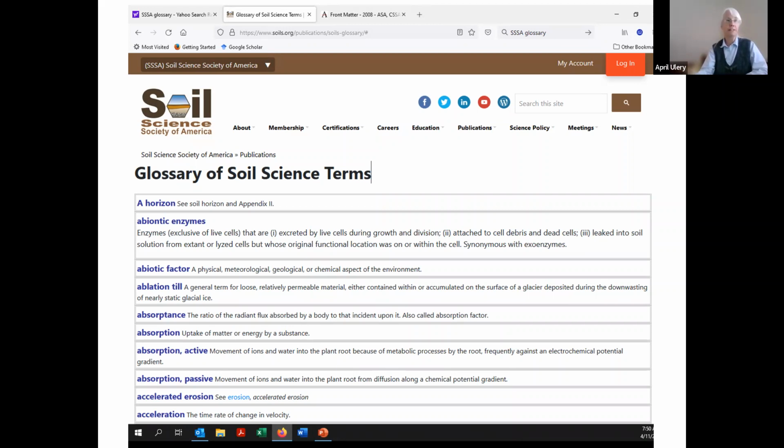And I already mentioned that none of these entries, none of these definitions include anything about where the word came from or the historical nature of it. And that's something that I think could be helpful.